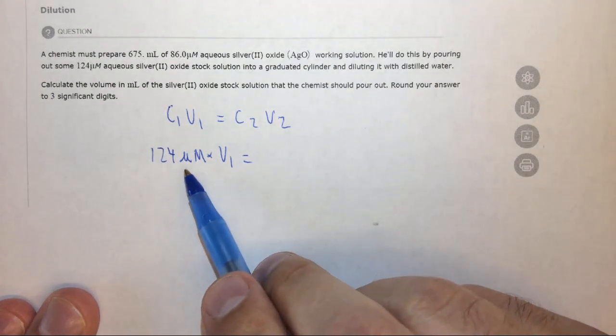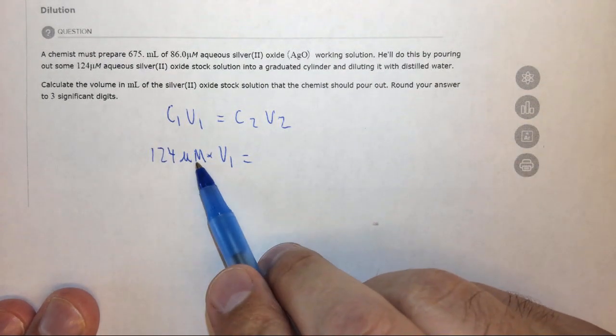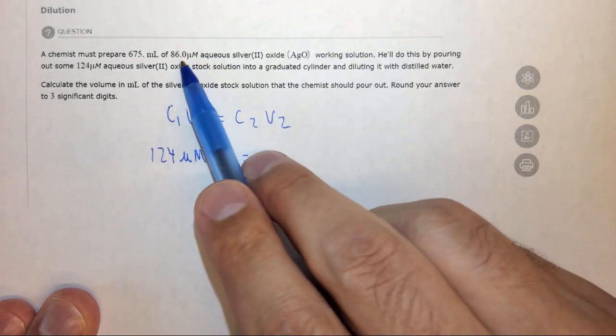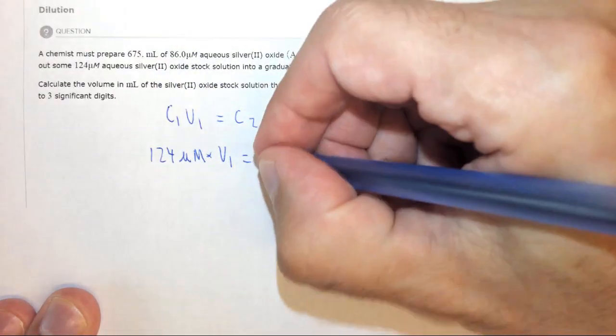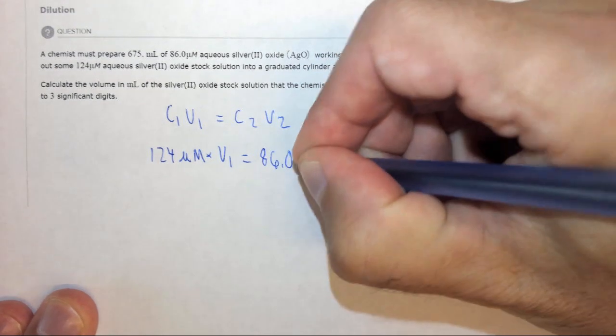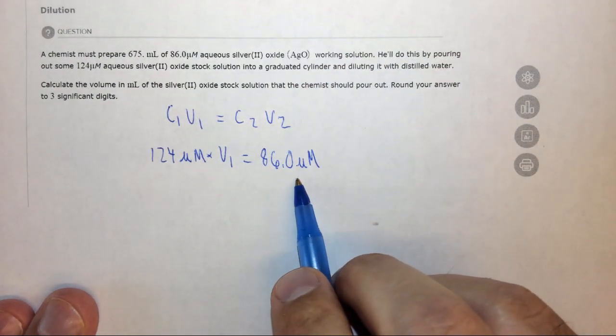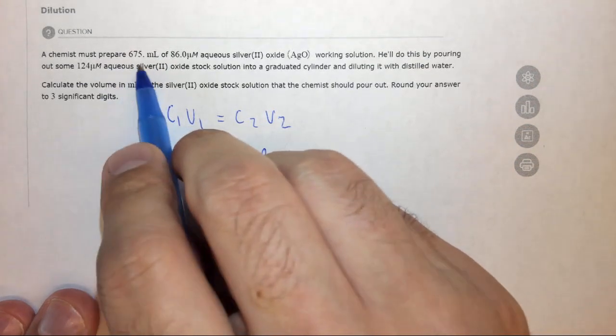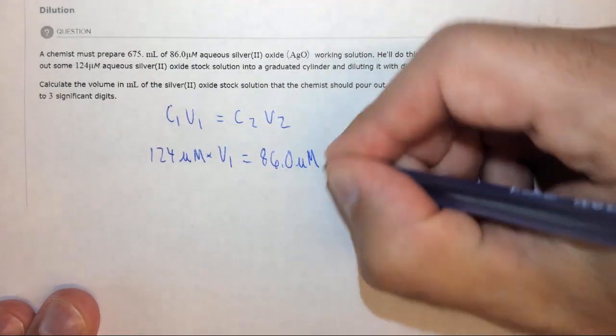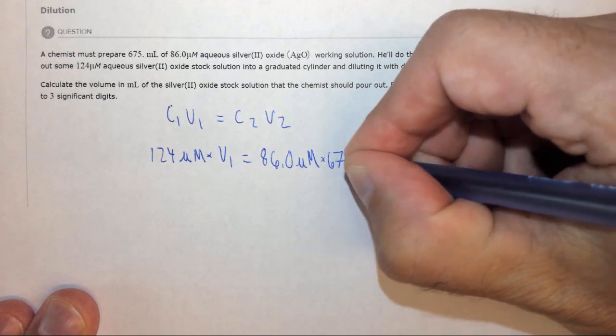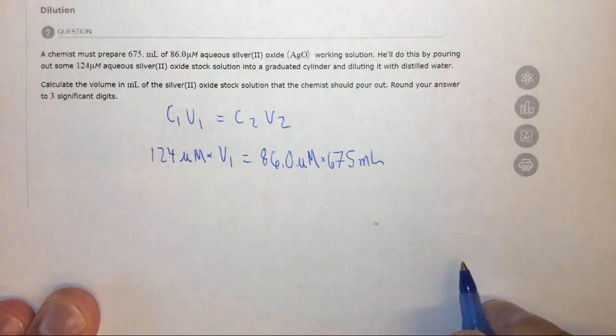What concentration do we want to make from this 124 micromolar solution? That is C2. And what we're trying to make is 86.0 micromolar solution. And how much of that 86 micromolar solution do we want? We want 675 milliliters of that solution.